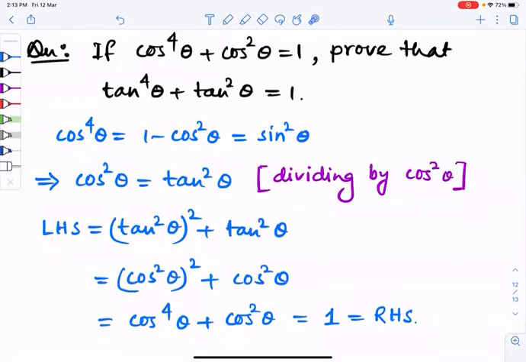Which identity have we used? We have used one of the identities, that is sin square theta plus cos square theta equal to 1. Right, and that's all. We have used that to get the answer. Let us take one more question.